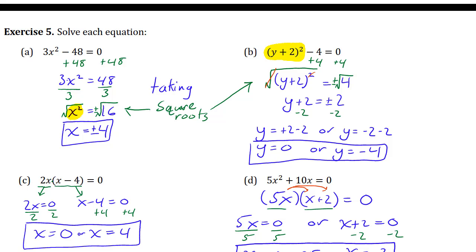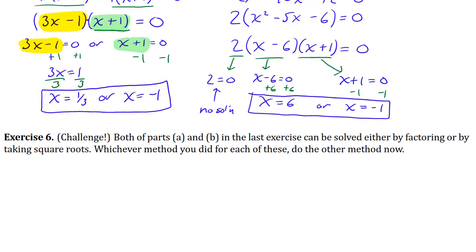So we have 3x squared minus 48 equals 0. Okay, so we have 0 on one side. That's good if you want to factor. If we wanted to factor this, let's see. The first thing you can do is take out the factor of 3. That leaves you with x squared minus 16 equals 0.